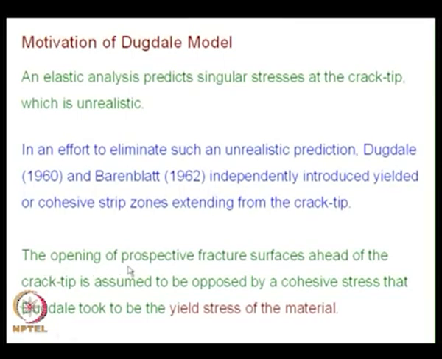So, you will have to keep in mind these are all models. People who are attempting to solve a very complex problem. So, they have proposed from their understanding which way to go about. The opening of prospective fracture surfaces ahead of the crack tip is assumed to be opposed by a cohesive stress. And what did Dugdale do? Dugdale took that stress to be the yield stress of the material. So, it is an assumption essentially. He has taken this kind of an assumption and proceeded with the model.